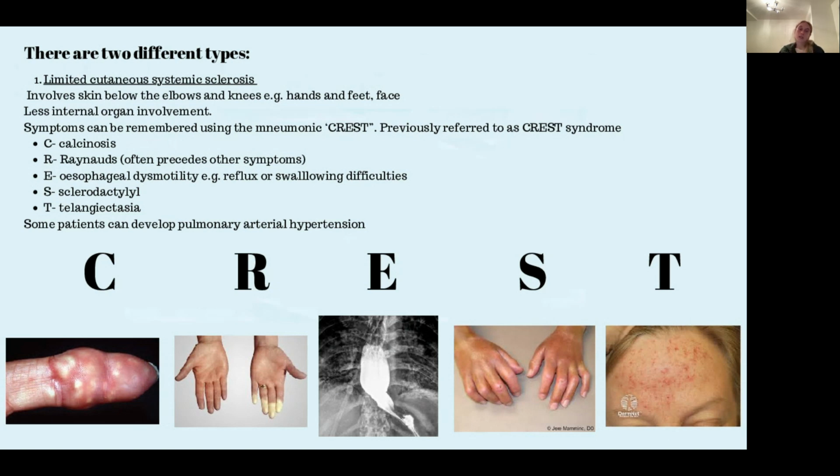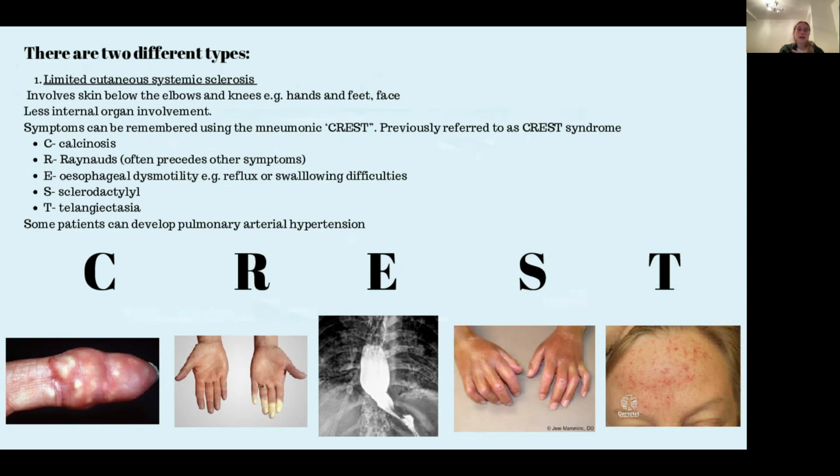Some patients will go on to develop pulmonary arterial hypertension, but it's less common in limited as compared to the other type of systemic sclerosis. But it's just something to be aware of, that it might come up in the question. So they might have all those symptoms and have some internal organ involvement. It's just less common with limited.